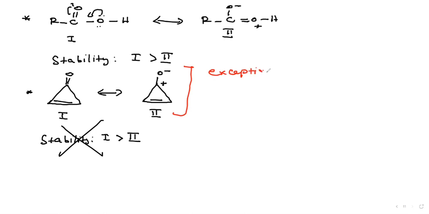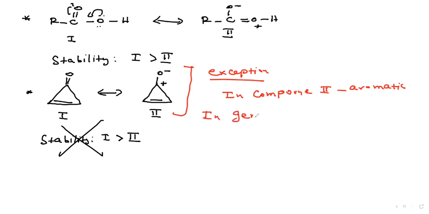Listen. In compound 2, the compound is aromatic. In general, the aromatic compound is more stable. Therefore, the stability order should be that the second one is more stable compared to the first one.